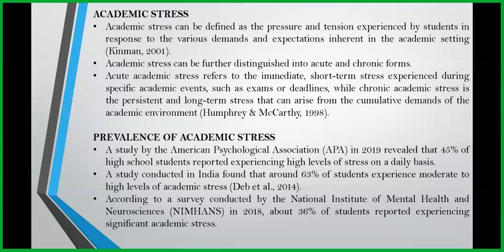Here is about the prevalence of academic stress. A study by the American Psychological Association in 2019 revealed that 45% of high school students reported experiencing high levels of stress on a daily basis. A study conducted in India found that around 63% of students experience moderate to high levels of academic stress, according to a survey conducted by the National Institute of Mental Health and Neurosciences. In 2018, about 36% of students reported experiencing significant academic stress.